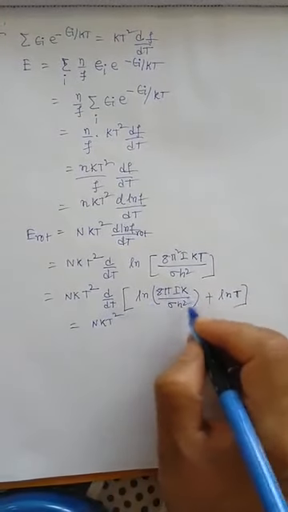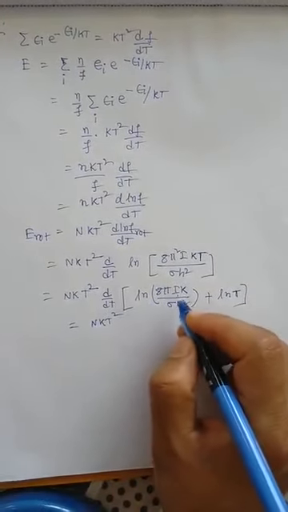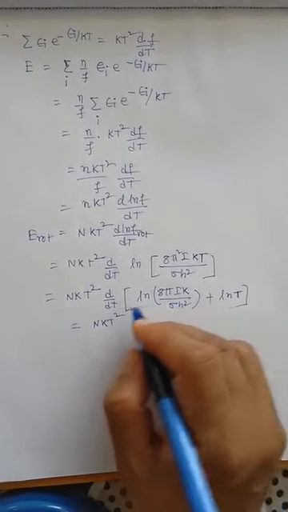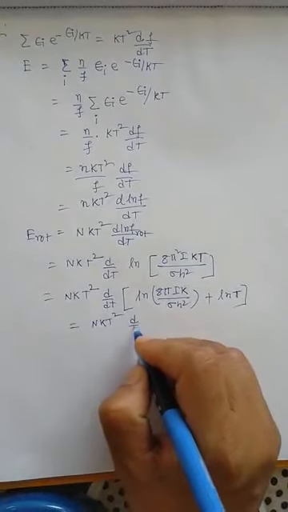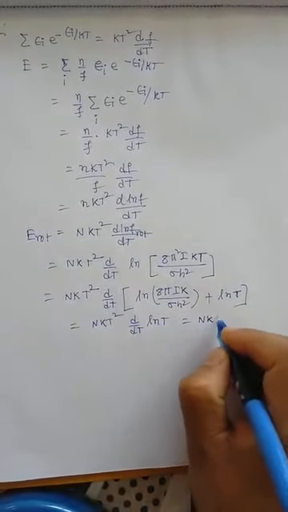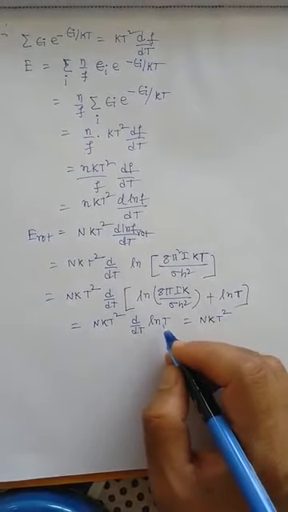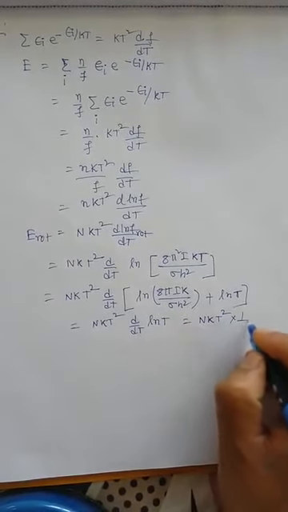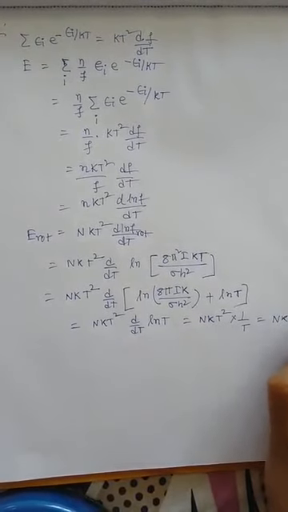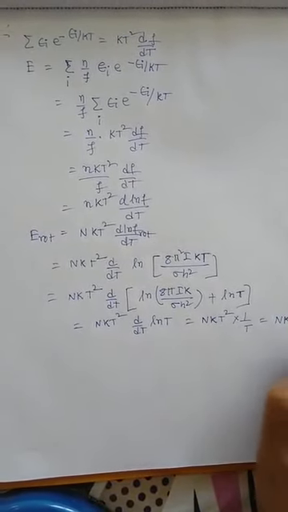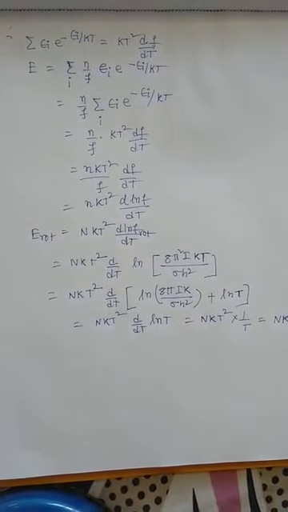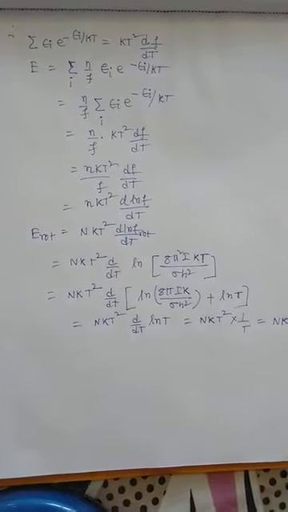And we know that this quantity doesn't contain any terms dependent on temperature, so this quantity will give you 0. So only d by dT of ln T remains, and we know N kT square, and ln T differentiated gives you 1 upon T, so one T is cancelled from the square, so it gives you NkT. So this is the rotational energy of a diatomic molecule in terms of the partition function.